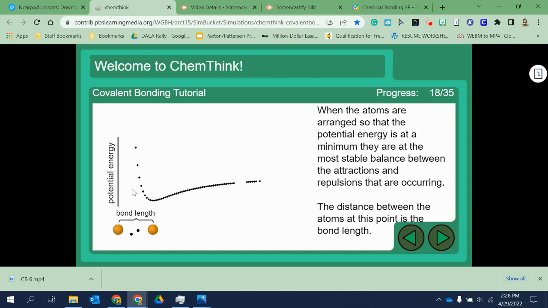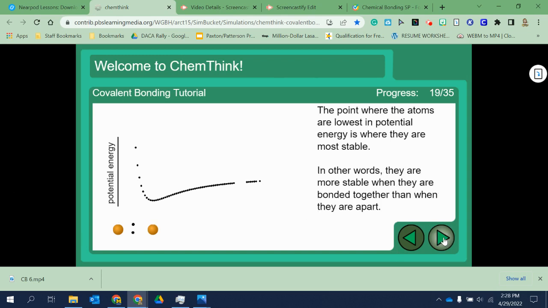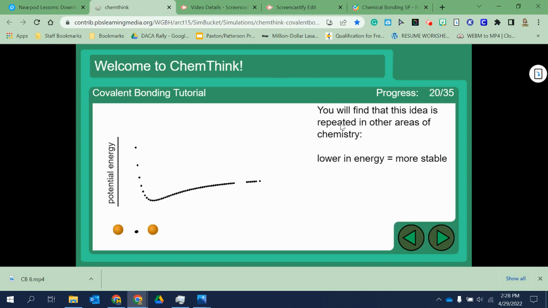So again, it's that sweet spot between wanting to be close to each other and then starting to push each other apart. The distance between the atoms at this point is the bond length. So the point where the atoms are at their lowest, that's when they're their most stable, and that's what they're all aiming towards, right? This is, again, what they're all trying to do when they're bonding with each other. You're going to find that this idea is going to be repeated in other parts of chemistry, that the lower they are in energy, the more stable they're going to be.